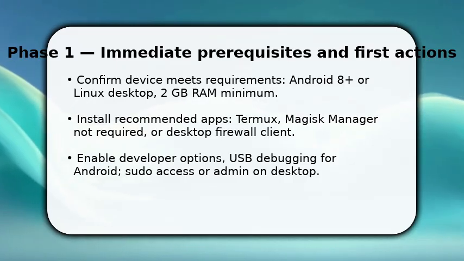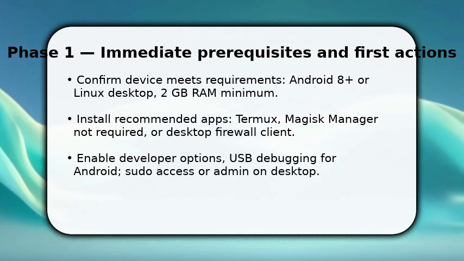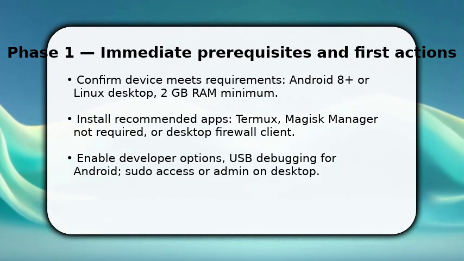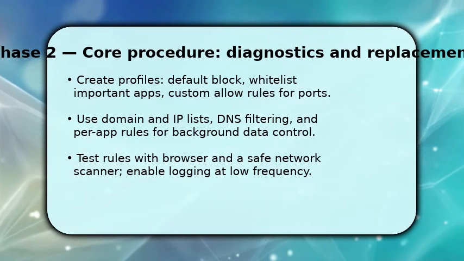Then open the app and allow VPN-based routing when prompted, because the firewall uses a local VPN to filter traffic without system-level root access. You now build practical filtering rules and test them.